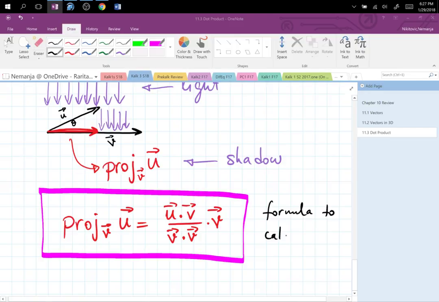Formula to calculate projection of vector u onto vector v. I'm going to underline the word onto.